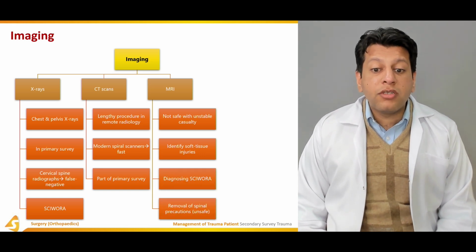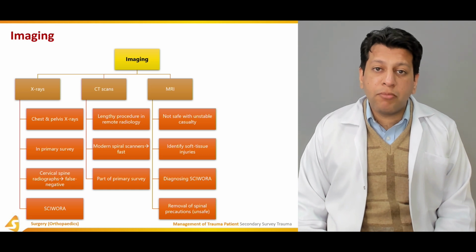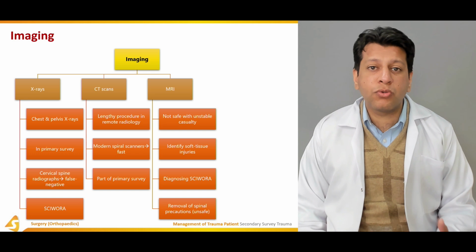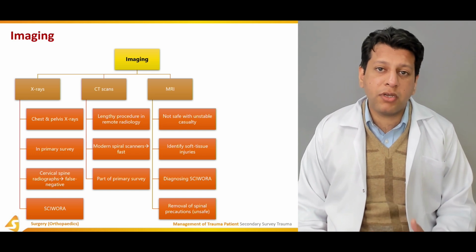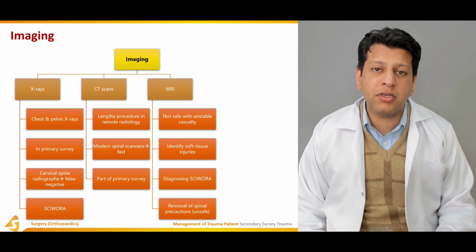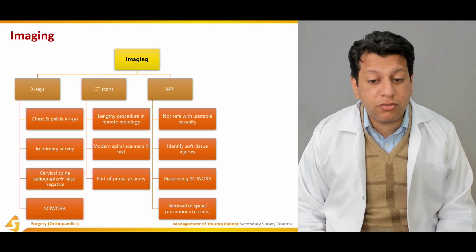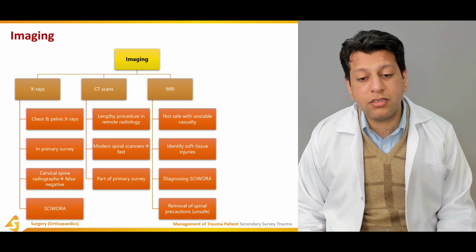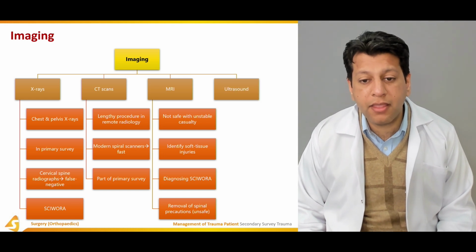SCIWORA is spinal cord injury without radiological abnormality. That is called SCIWORA. Once we are suspecting that there is no associated problem, but the patient is still having a spinal cord problem, most likely the patient may be suffering from SCIWORA. So therefore, there is no radiological abnormality seen on X-rays and CTs. We may have to go for MRI.